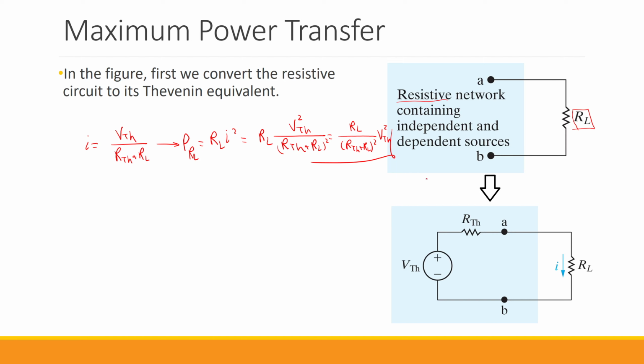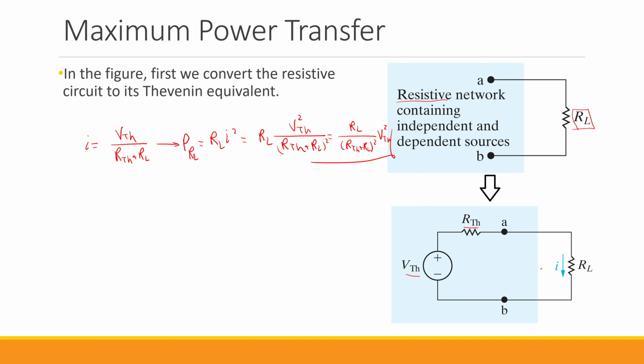So in this equation, since we don't have any control over this resistive network, we basically don't have any control over VTH and RTH. So in this equation, VTH and RTH are both constant values, fixed values we don't have any control over. But for the load resistor, we have control over it.